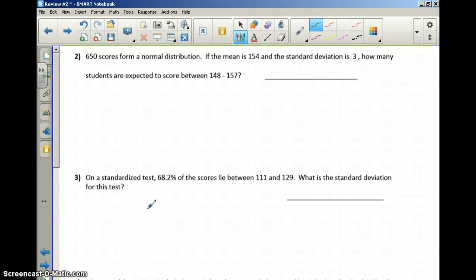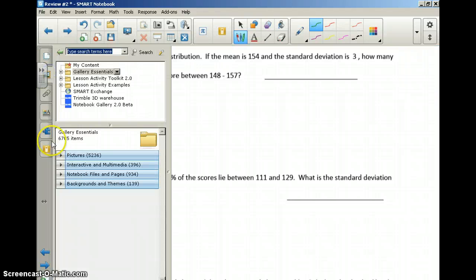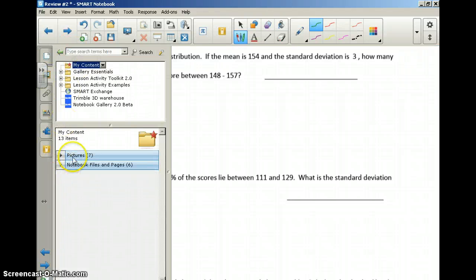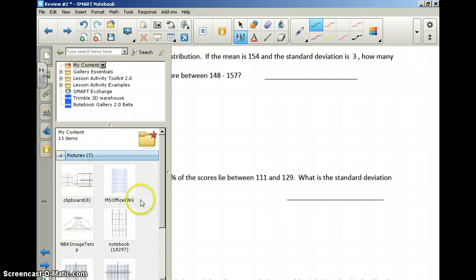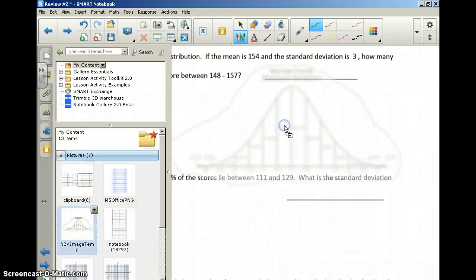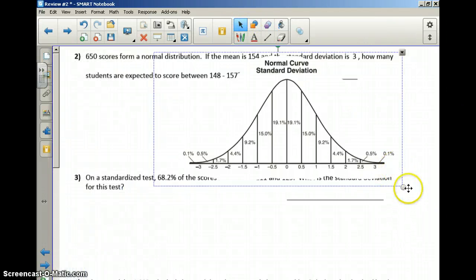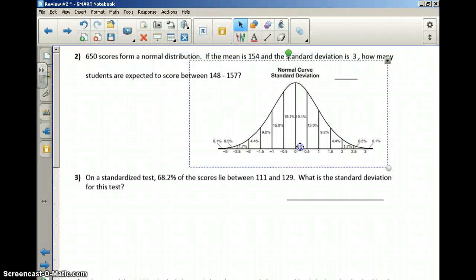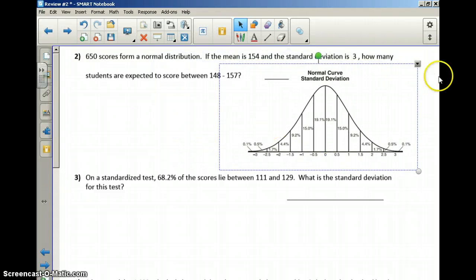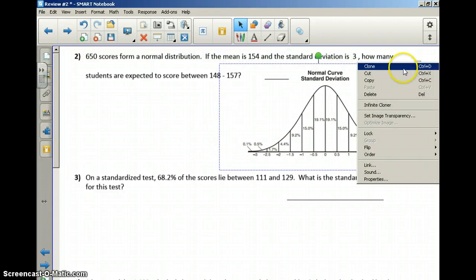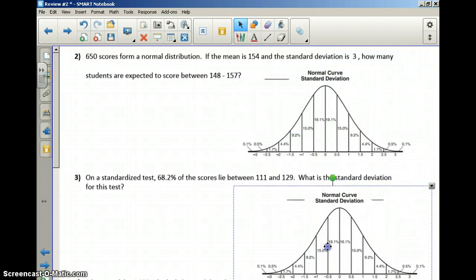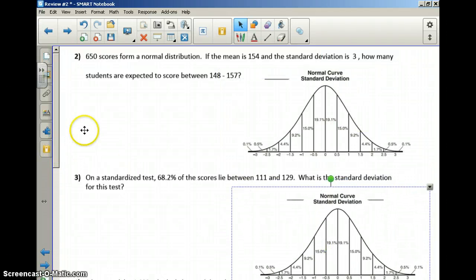Now the second page, we're still using the normal curve. So this is when I told you in class, if you have a pencil, you should write right on your curve, and then you can always erase it, and then you can use it again later. So what I'm going to do now is I'm just going to bring a normal curve onto both of these problems so that we can label.